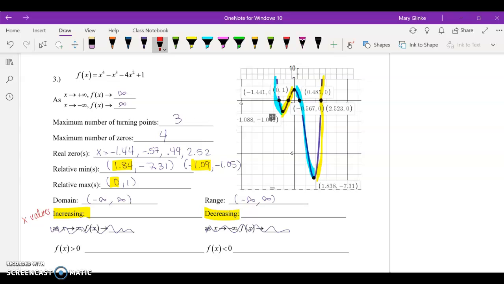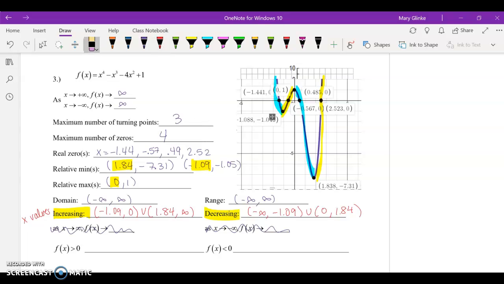So I can see there's 2 increasing intervals, starting at negative 0.09 and stopping at 0, and then again from 1.84 to the right. Decreasing starts on the left until negative 1.09, and then again from 0 to 1.84.